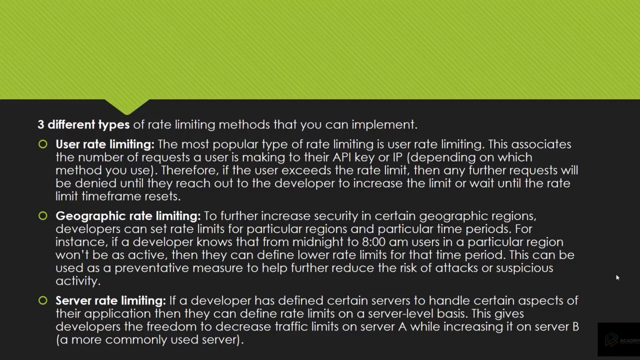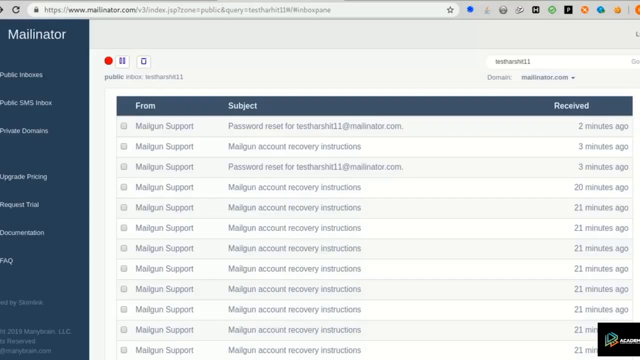After that comes server rate limiting. If a developer has defined certain servers to handle different aspects of their application, then they can define a rate limit on a server level basis. This gives the developer the freedom to decrease traffic limits on server A while increasing it on server B, and many more. Rate limiting flaw in a live website.